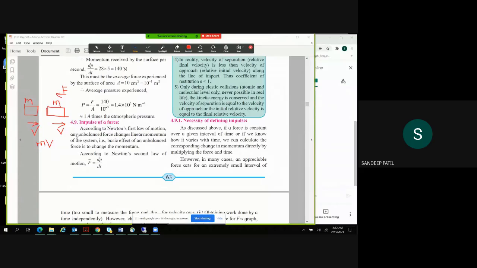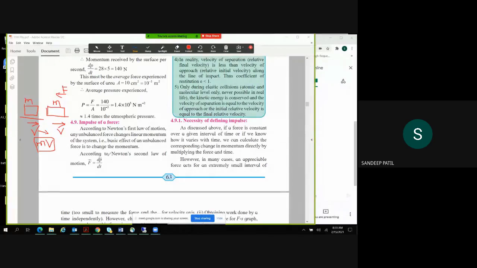Suppose the surface is not frictionless and the body is moving. Due to friction, there will be a change in velocity. If we do not provide enough force, then this body will come to rest. So there is a change in momentum and velocity due to friction force or any force. That is the same thing we observed and derived earlier in the first law of motion. Same principle we are using here.